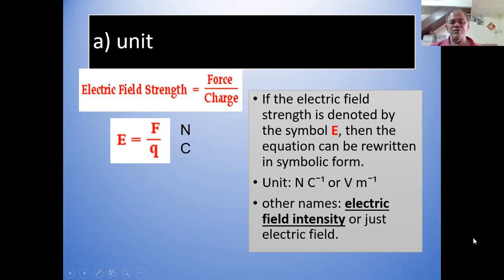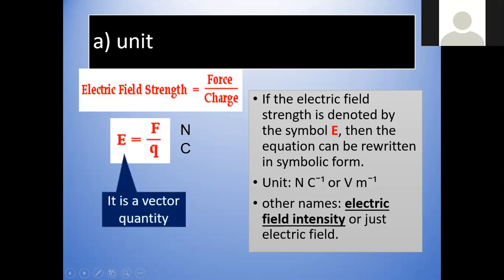Okay, so an alternative name for electric field strength will be electric field intensity. That's the old name. Or electric field. Americans tend to use electric field rather than electric field strength. And remember, it's a vector quantity. Force is a vector, charge is a scalar. So electric field strength is a vector quantity. It means it has a size and a direction.